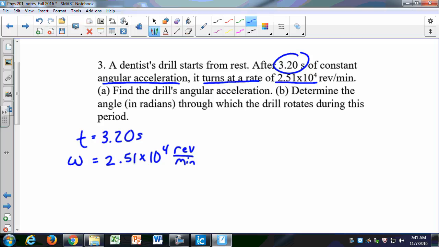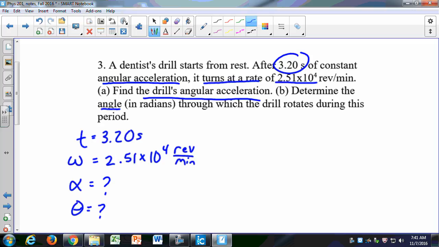It's the lowercase omega. And we want to know the drill's angular acceleration. That's going to be alpha. We want to know what alpha is. And then we also want to know the angle. Which variable is that? Looking for the angle. That's going to be our variable theta. So we want to know our variable theta.